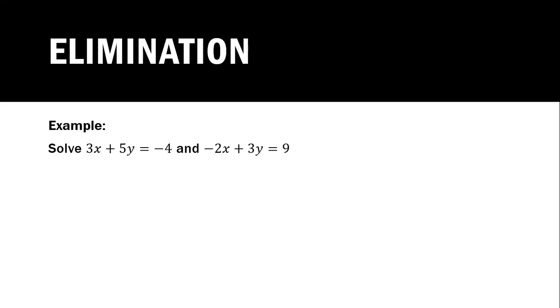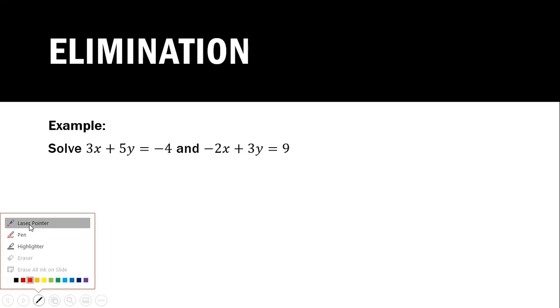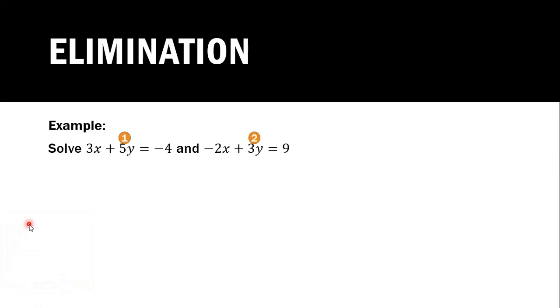Solve 3x plus 5y equals -4 and minus 2x plus 3y equals 9. So with elimination, we're going to try and eliminate one of the unknowns. So first, to make it easier, we'll number each equation. So this one's number 1, this one's number 2. You're trying to find something which will make one of them cancel out.